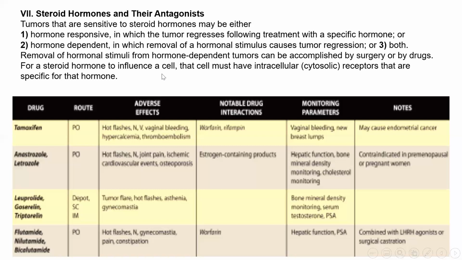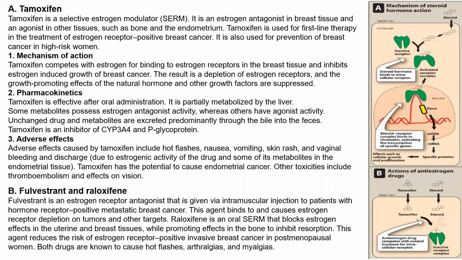But there is an important feature for hormonal treatment as chemotherapy: the presence of intracellular receptors for these drugs, because we know most of the steroid hormones work inside the cells. The first drug in this category is tamoxifen, and tamoxifen is a selective estrogen receptor modulator.